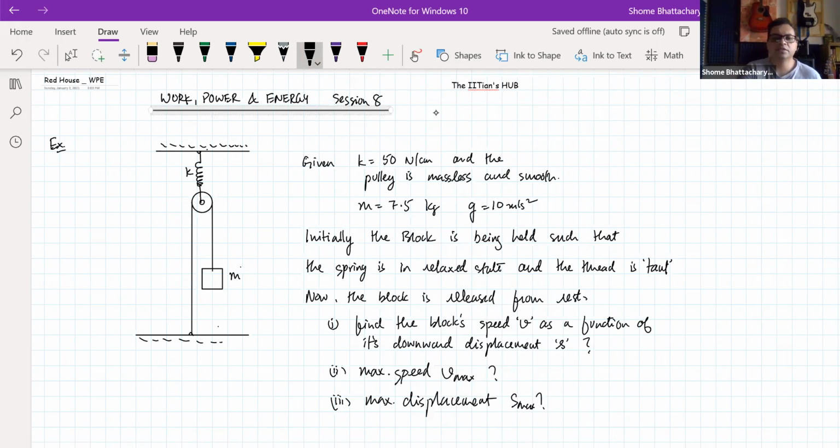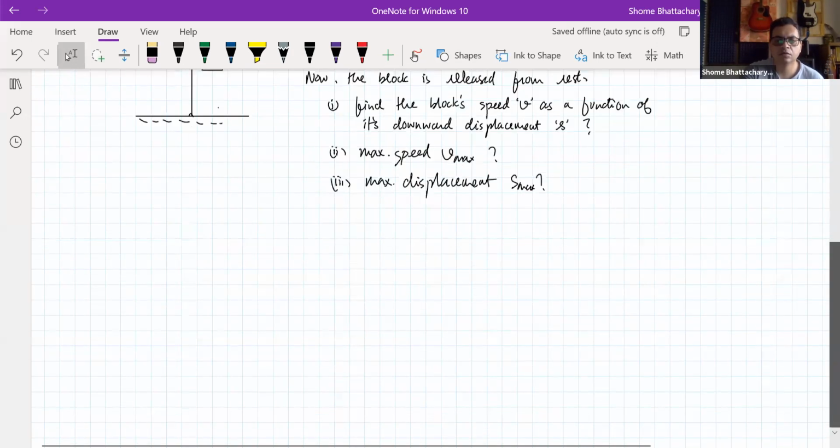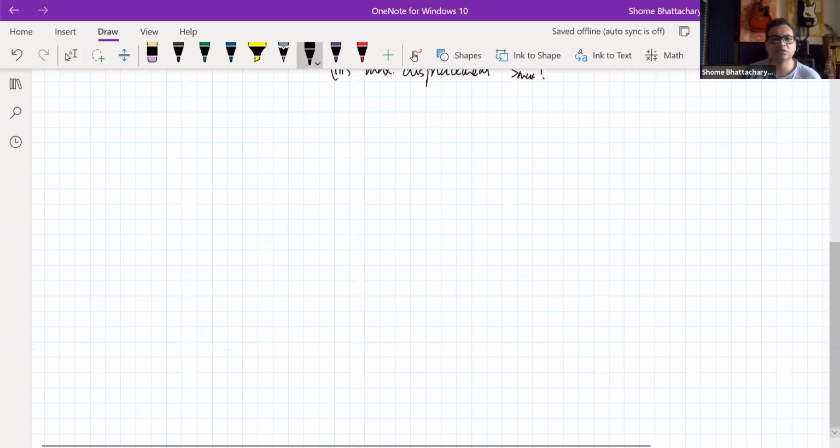Okay, so let's try and set up the application of work energy here. What would be the easiest way to make use of the work energy theorem? Let's try to understand that. So as always, the first thing you need to consider. Okay, good, Kevin. I will verify your answer in just a moment. Okay, yeah, v square will be something like that.